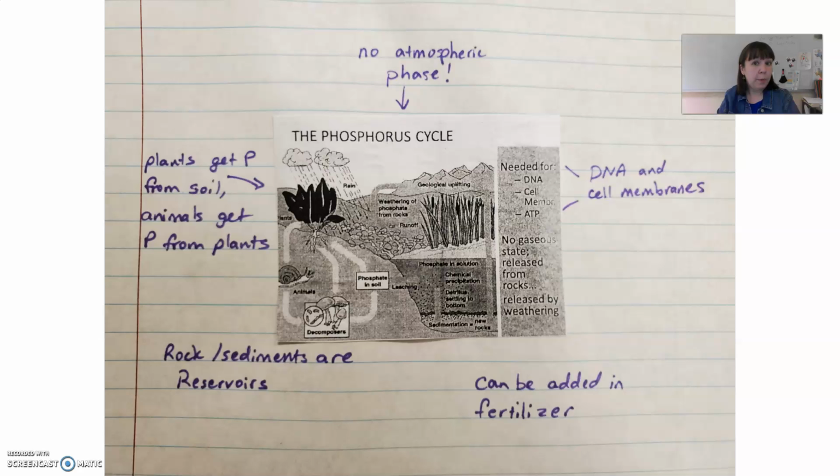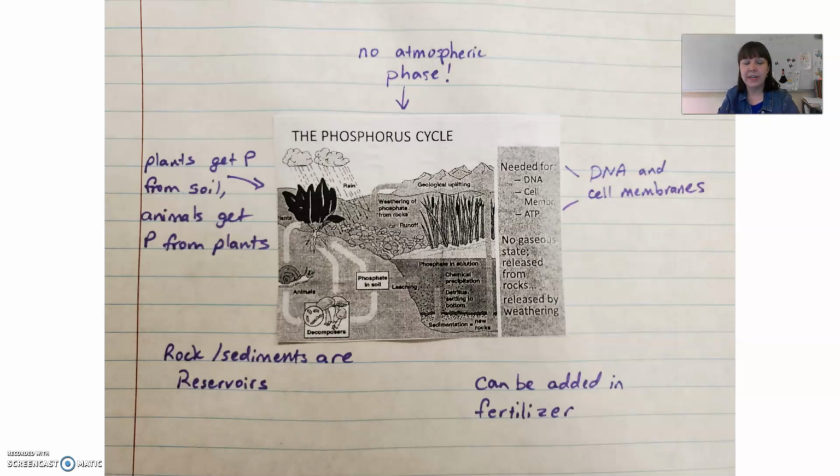So here's what I wrote about the phosphorus cycle. The main thing that you'll see is there's no atmospheric phase. In fact, a question that you might see might be: which biogeochemical cycle does not include the atmospheric phase? That would be the phosphorus. Okay, they love to ask that question.